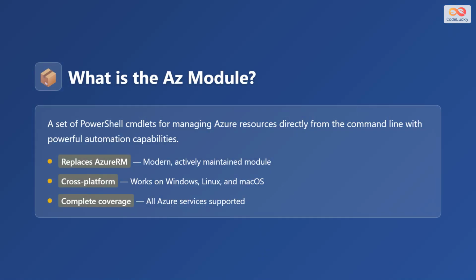The Az module is a set of PowerShell cmdlets, or commandlets, designed specifically for managing Azure resources directly from the command line. It provides powerful automation capabilities that make managing your cloud infrastructure much easier. The Az module replaces the older AzureRM module and is the modern, actively maintained solution from Microsoft. It works across multiple platforms including Windows, Linux, and macOS, giving you flexibility in how you manage your Azure environment. Most importantly, it provides complete coverage of all Azure services, meaning you can manage virtually any resource in Azure using PowerShell commands.